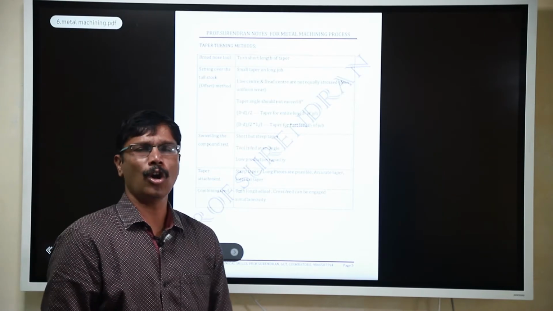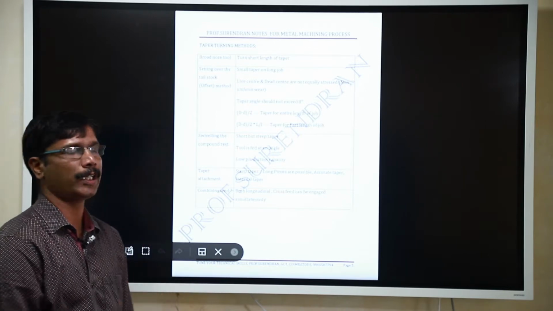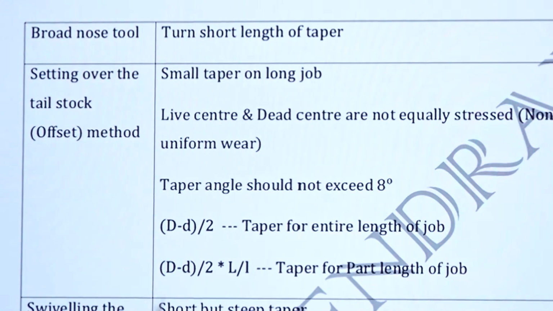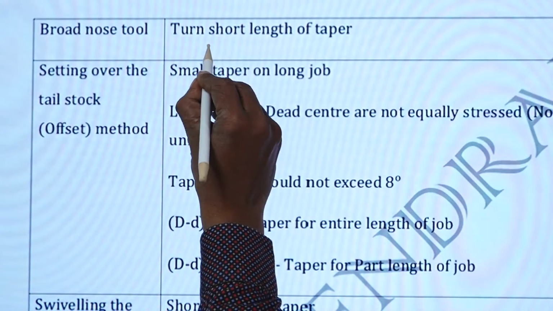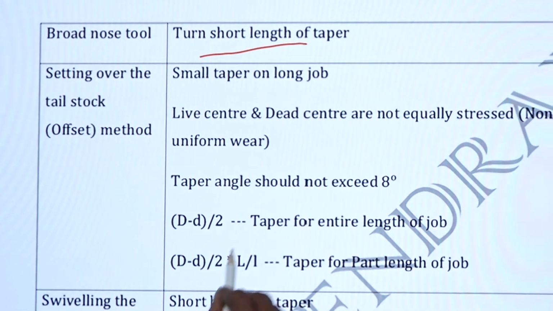Next, we should know about the taper turning operation. Taper turning operation can be achieved by the following methods. It can be done by broad nose tool, which is used for turning short lengths. And the setting over tailstock method is used. It is called the offset method.